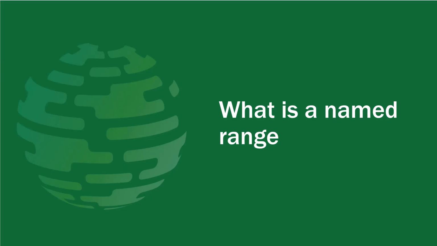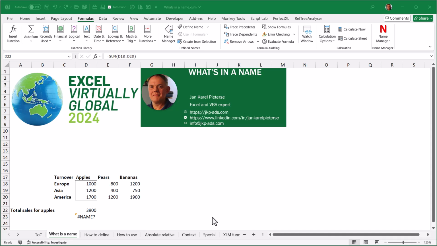So, what is a named range? You all know you can write formulas in Excel with a syntax like this: sum D18 colon D20. What a range name allows you to do is call these three cells apples, and then use that name in a formula. So that in just 30 seconds is what a range name is.